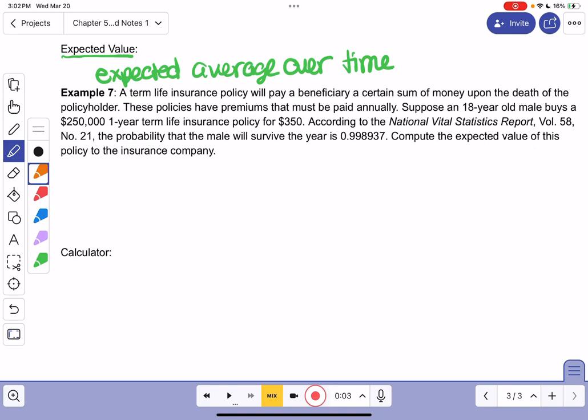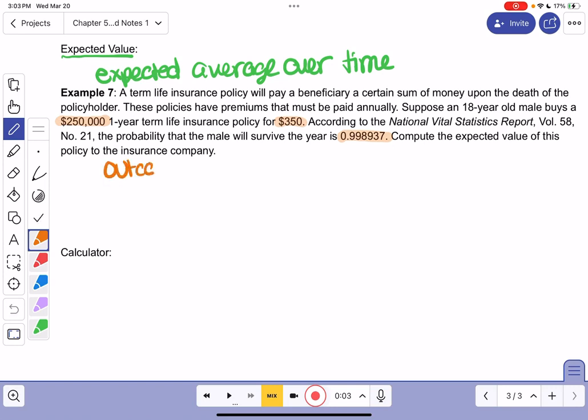Suppose an 18-year-old male buys a $250,000 one-year term life insurance policy for $350. According to the statistics report, the probability that he will live, based on whatever that report did, is 0.998937. Find the expected value. So it's saying find the weighted mean. Find the mean of this variable, because living and dying you can't predict.